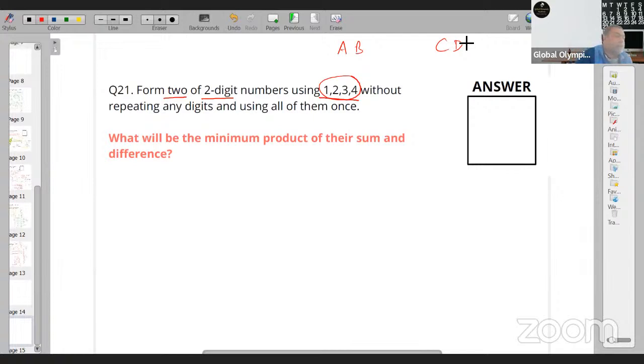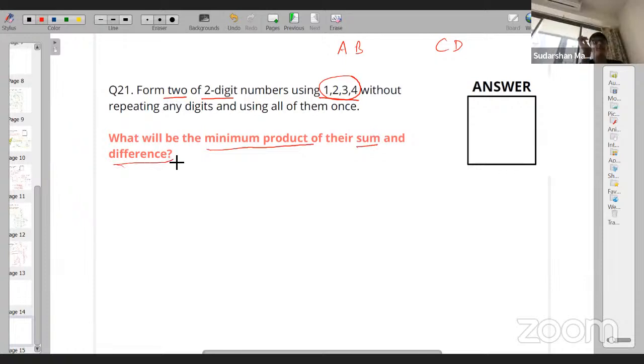Now you have to decide what split you will take so that the product of the sum and difference is the minimum. So you have to make sure that the difference is quite close. First I took like 41. Difference is 1. Is the difference close or more? Think about it. The difference should be close. Close or more? Sir, close. Product is minimum.